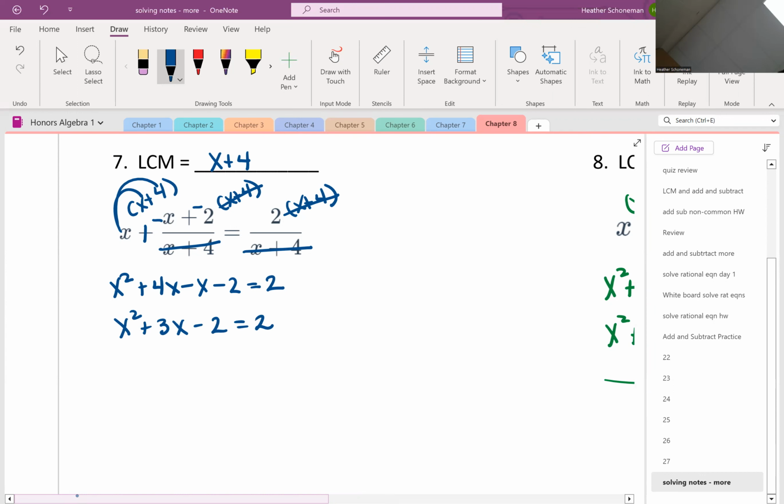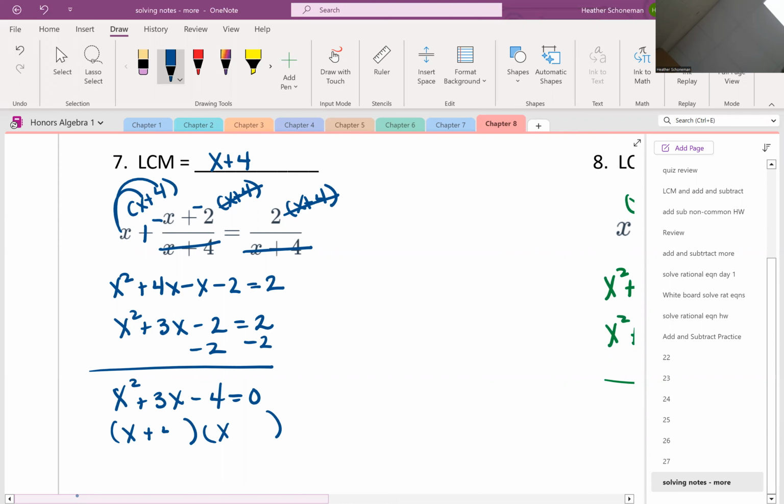So first step should always be to combine like terms. Okay, now I see that it's quadratic. I know it's quadratic because it has an x squared. So I'm going to set it equal to 0. When I do that, I get x squared plus 3x minus 4 equals 0. When I factor it, my two numbers would be 4 and -1. So when I solve, I get -4 and +1.